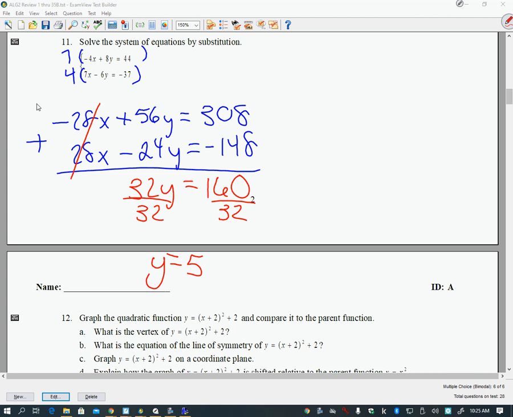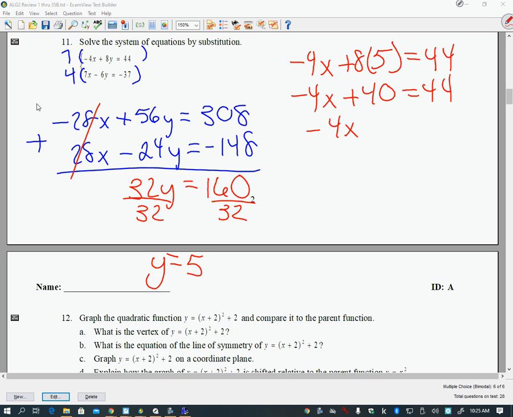Once I know that y equals 5, I have negative 4x plus 8 times 5 equals 44. Negative 4x plus 40 equals 44. Negative 4x equals 4. x equals negative 1. Well, because I'm using this, and it remains a negative 4 throughout, it would be a negative 4.